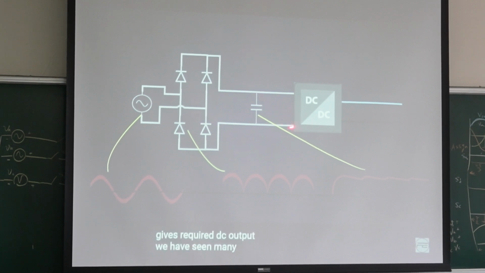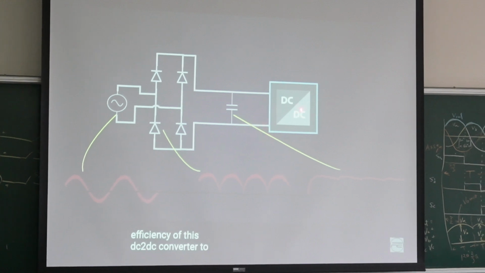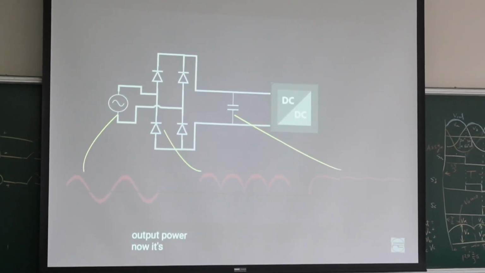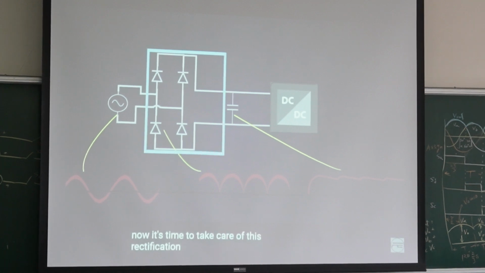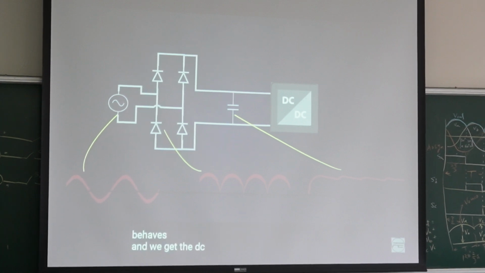And then we have seen many ways to use the buck converter to reduce the voltage, and how to increase the efficiency of this DC to DC converter to get reliable output power. Now it's time to take care of this rectification block. So now we focus on this one. So far we have seen how the voltage behaves and we get the DC output.